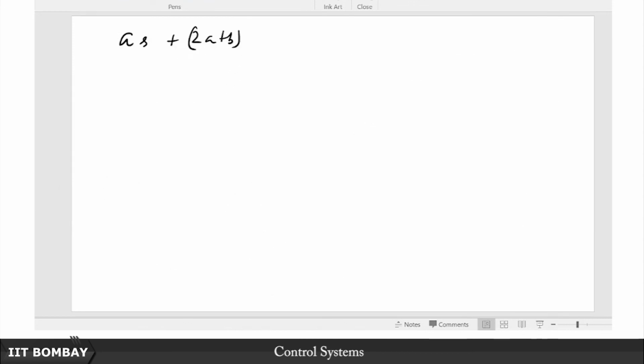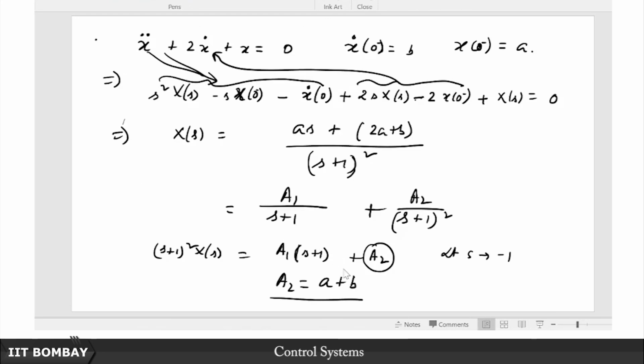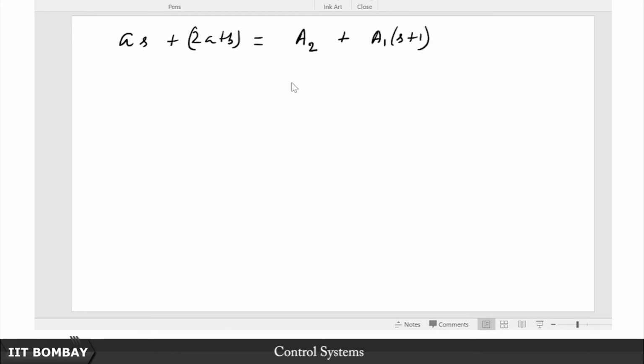So we have on the left hand side just the numerator, and on the right hand side we will be left with a2 plus a1 times s plus 1. Now of course from this we already know, right, from this we already know a2. So we can use that knowledge of a2 here and substitute it here and then equate the coefficients, right. So then you will get a1 is equal to a, okay, check. So check that a1 turns out to be equal to a.